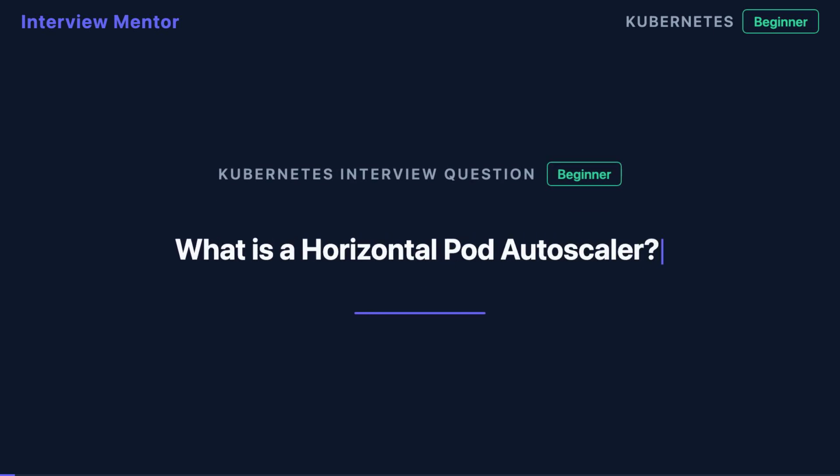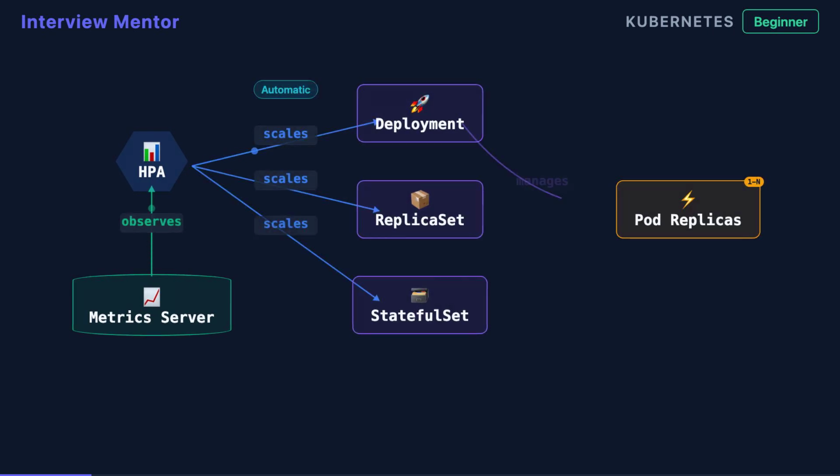Imagine getting paged at 3 a.m. because your app is overwhelmed with traffic and you need to manually scale up pods. There's a better way. A Horizontal Pod Autoscaler, or HPA, is a Kubernetes resource that automatically scales the number of pod replicas in a deployment, replica set, or stateful set based on observed metrics. It continuously monitors your workload and adjusts the replica count to match demand.